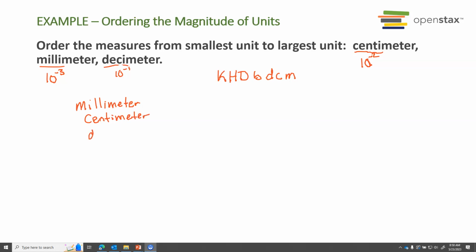And then our decimeter. And just to show you, the way that we would shorthand this is it would be mm for millimeter, cm for centimeter, and dm for a decimeter. And so those would be from smallest to largest, because this would be 0.001, this would be 0.01, and this would just be 0.1. That would be smallest to largest.